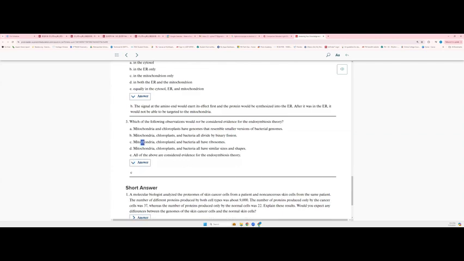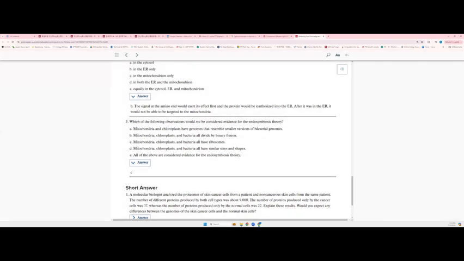Should be C, right? This series is talking about where the genomes in the mitochondria and the chloroplast are coming from. It's coming from the bacteria, which went inside through endocytosis. So the first one is right.